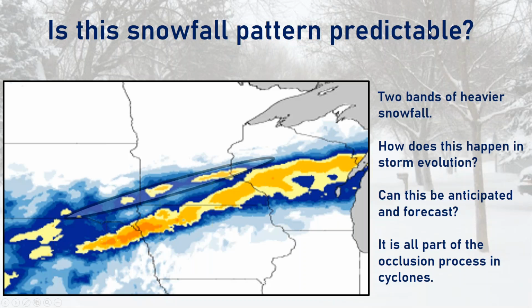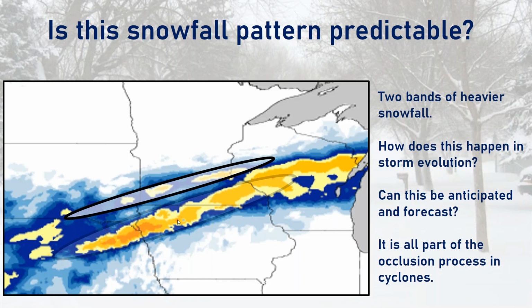So we have here two bands of snow, a northern band that's just north of Sioux Falls, and a southern band that goes across northwestern Iowa into southeastern Minnesota, and then the two appear to merge over central Wisconsin. So how does this happen? How do you get these two bands to actually form like this? And as I said, can this be anticipated? I would argue that this can be anticipated. Otherwise, I guess I wouldn't be doing the talk.